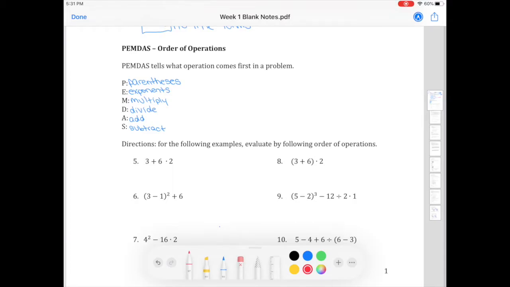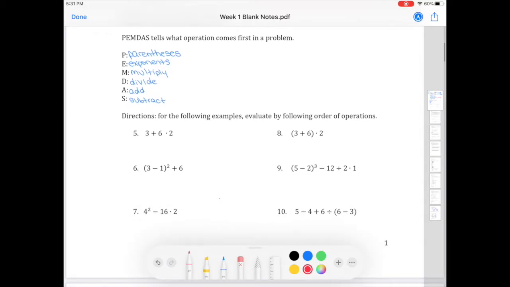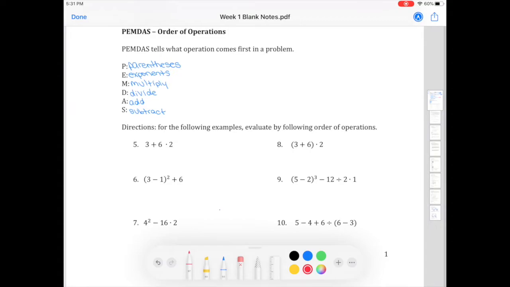dear Aunt Sally. I heard an even better one a couple of years ago. It's please excuse my dope ass swag. So that one's definitely more fun. Whichever, it does not matter. However you want to remember the order, that's your order of operations. Use that swag.